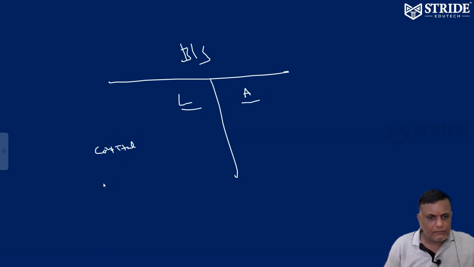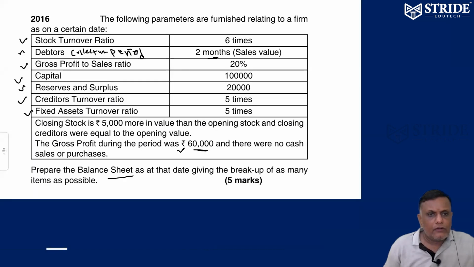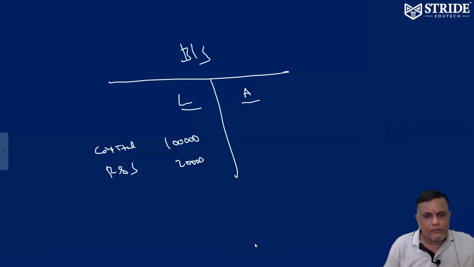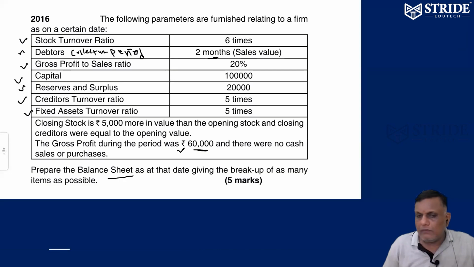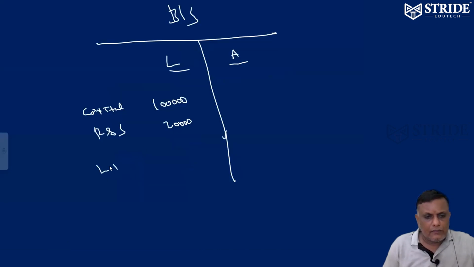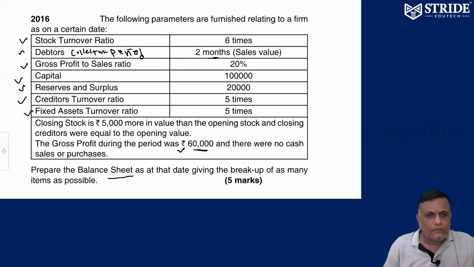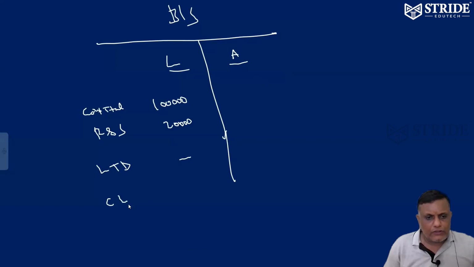Capital and reserves and surplus are already given. Capital is going to be 1 lakh. Reserves and surplus is going to be 20,000. Long-term debt is not available, so dash.